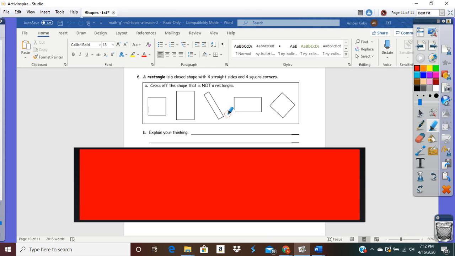Right here, a rectangle is a closed shape with 4 straight sides and 4 square corners. Which one doesn't belong? It says cross out the shape that's not a rectangle. Well, I can tell right now this shape is not a rectangle. Do you see why? It isn't closed. Do you see that gap? That's how we can explain our thinking. That can't be a rectangle. A rectangle has to be a closed shape.